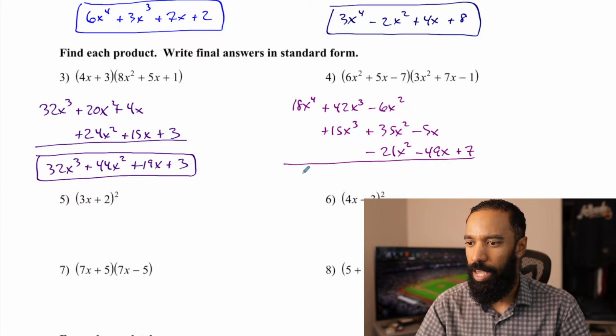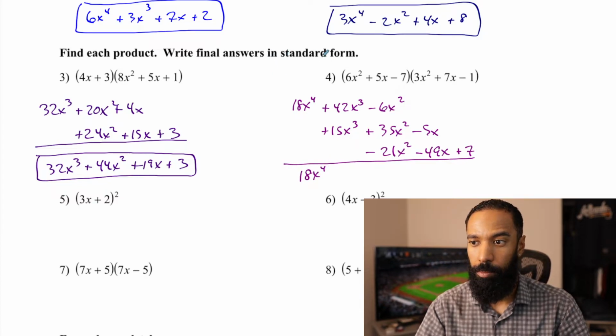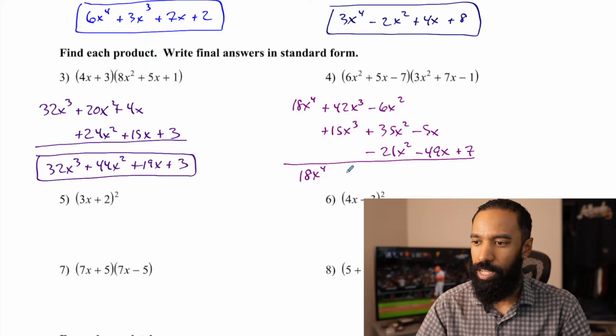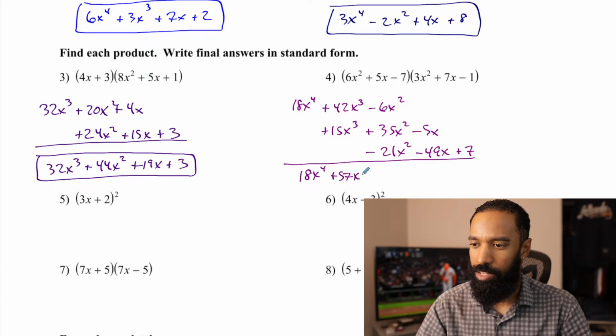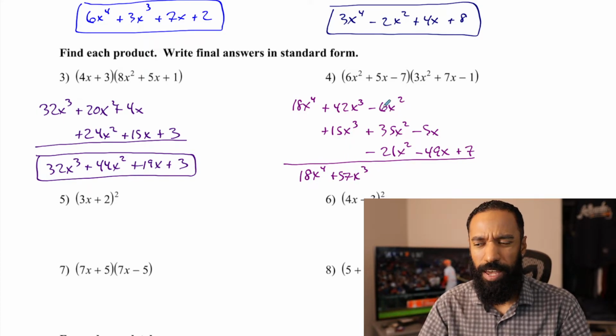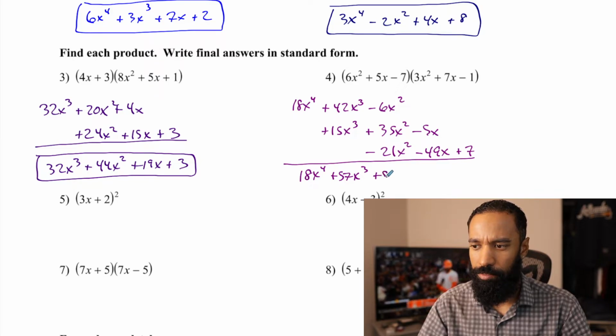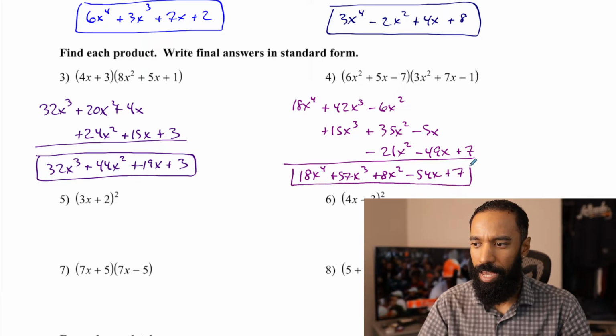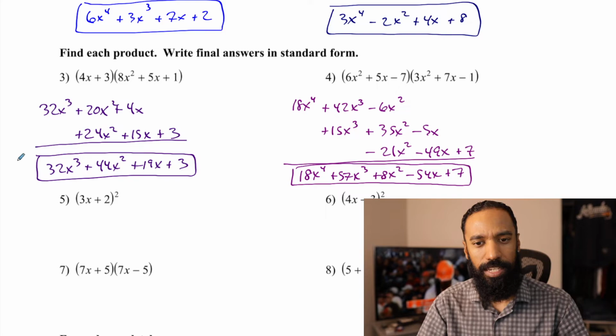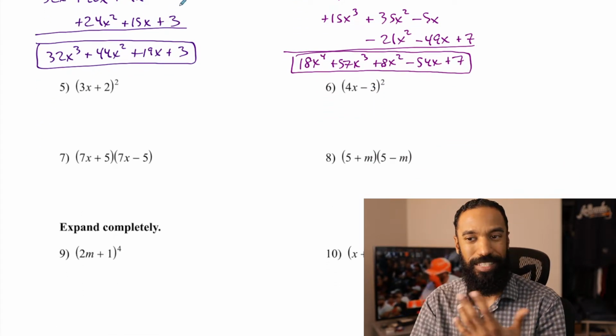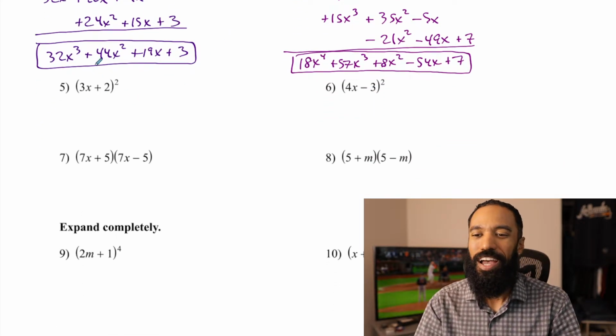Add those up there, we get 18x to the fourth. And by the way, these are standard form, everything in standard form here. 18x to the fourth, looks like 57x cubed. And I hope I'm doing this right, going this fast. Negative 27 plus 35 is 8. And then negative 54x and 7. But yeah, I hope I'm getting those things right. At least the idea is correct, right? Whether or not these are correct answers, I sure hope they are.